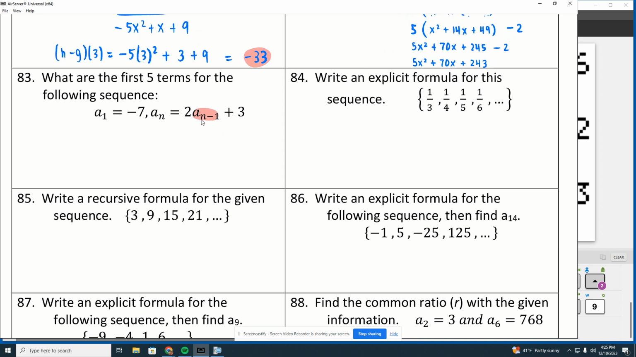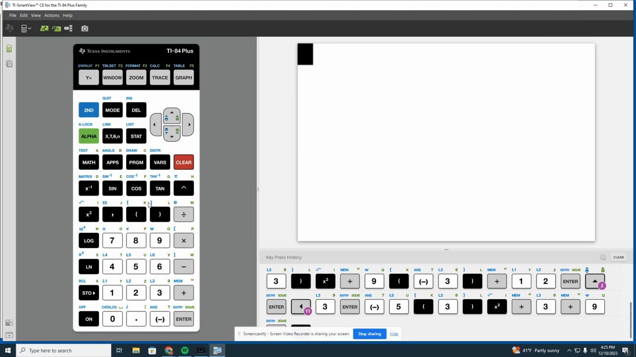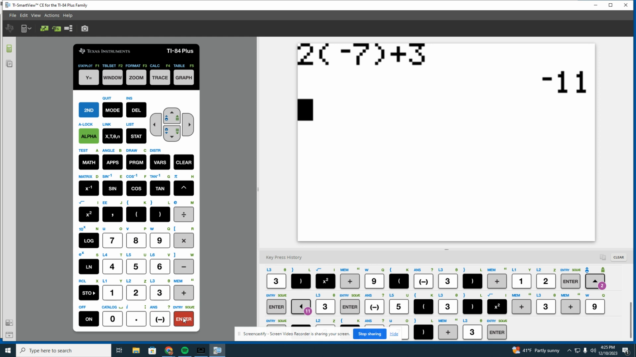So it wants to know, what are the first 5 terms? Well, you know the first one, right? It's -7. But remember, what we did was, in recursive forms, we said, what am I doing to my previous term? I'm multiplying by 2 and I'm adding 3. That's what I'm doing. So that's what I'm going to do. I'm just going to clear this real quick. I'm going to take 2 and multiply by my previous term, -7, and then I'm going to add 3. So my second term is -11.